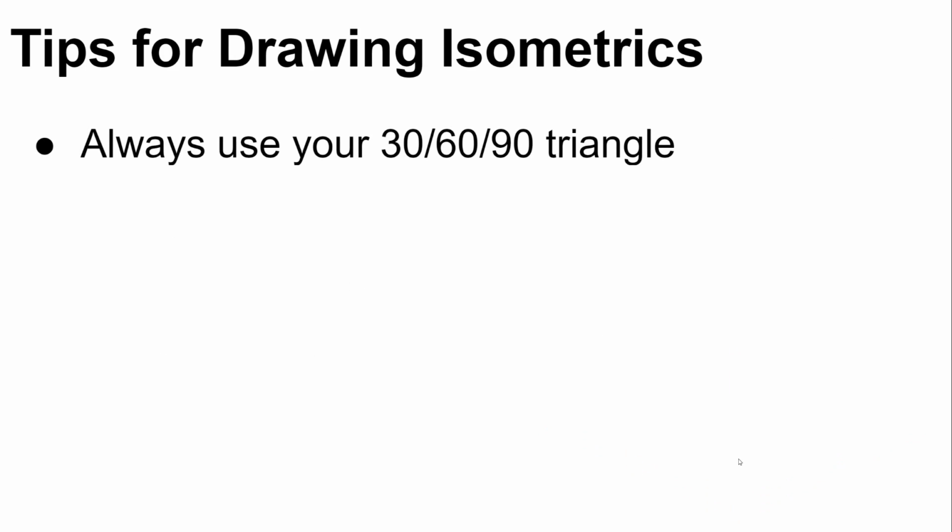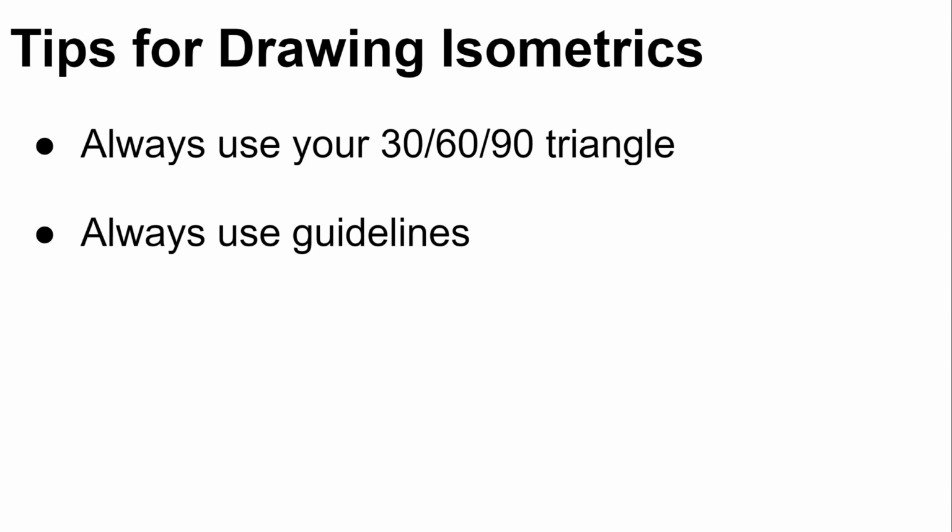Some tips for drawing isometrics: you always want to make sure that you are using your 30-60 triangle and that you're keeping it flat against your T-square while you have your T-square flat against your board. I know you've heard me say it. I didn't keep count, but I'm sure it was probably around 50 times in the orthographic practices. The same concept still applies for isometrics.